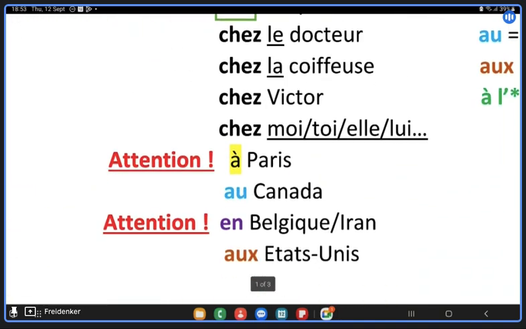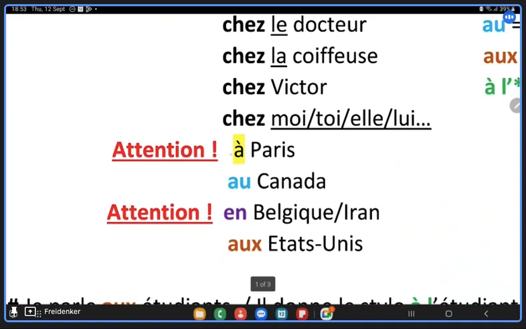And if you remember, in the previous semester, the very first semester, we looked at countries and cities. If you want to say, I am going to Paris, you have to use à Paris. Cities always get à and a dash. Cities will always get this.